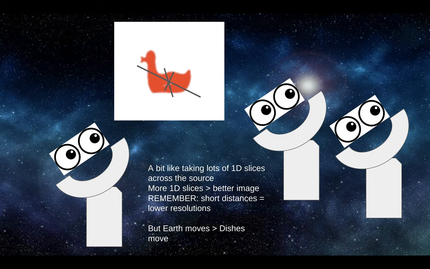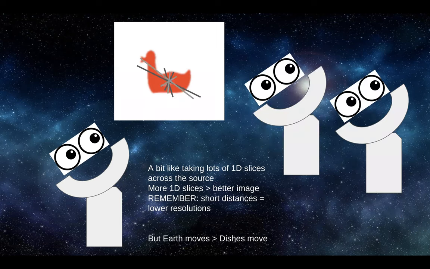And of course, the Earth moves, and that means that the dishes move as well. So in the array, there are telescope pairs, and that's basically the lines that we are looking at. I think it's more correct to say that the telescope itself is all of the dishes, and it uses all of these baseline pairs to create these 1D slices, and you get lots and lots of them to create a radio image. And then as the Earth rotates, you can do this again every 10 minutes or something like this, and then you can get even more different sized 1D slices across the source.